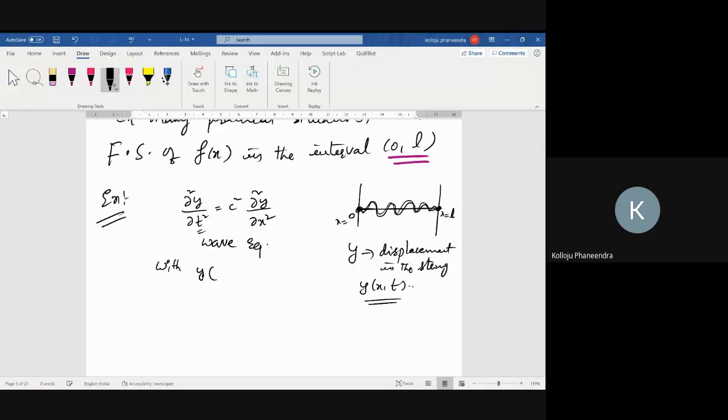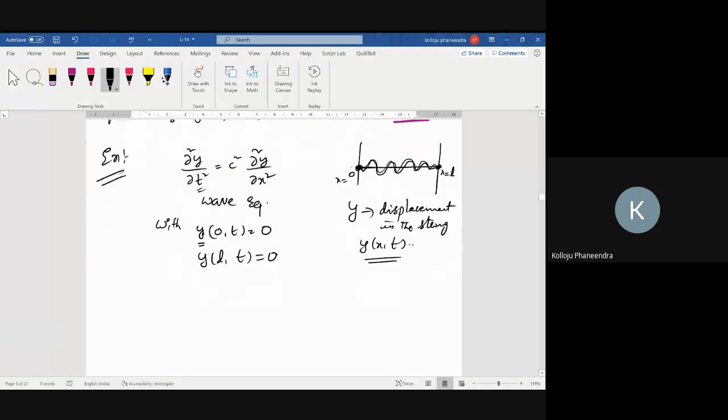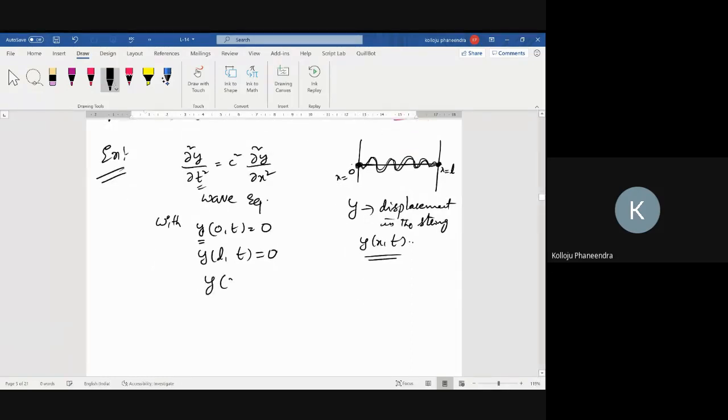First one, at x equal to 0, that means (0, t), there is no vibration in the string, that means no displacement. Same logic at the end point L also, there is no displacement. These are the standard conditions for the wave equation: y(0,t) = y(L,t) = 0. Another condition is initial displacement.